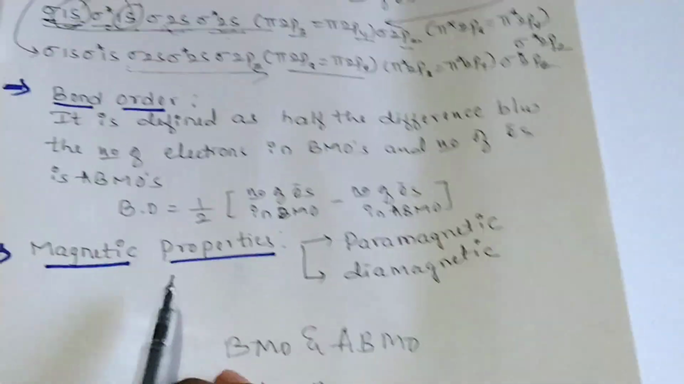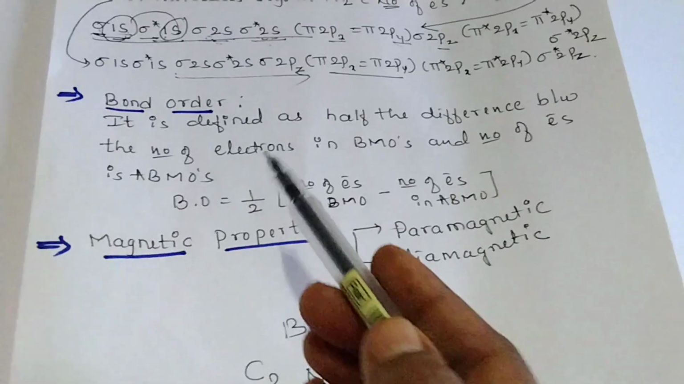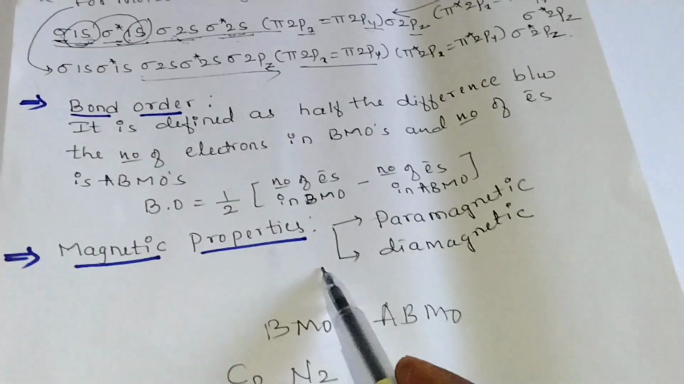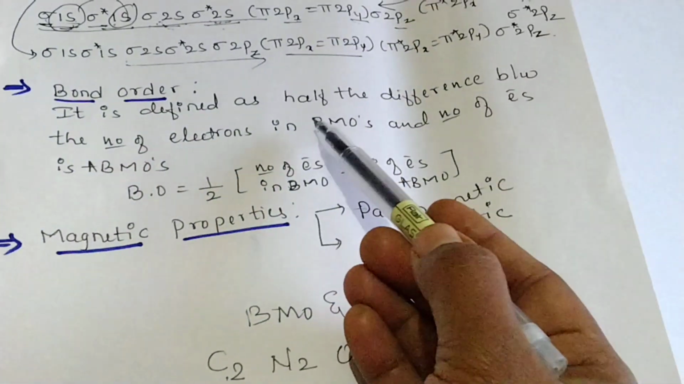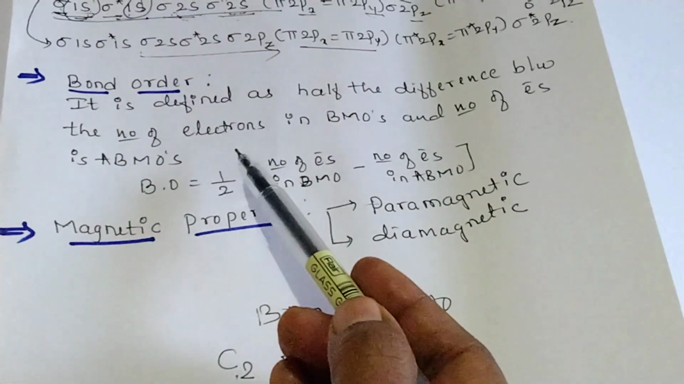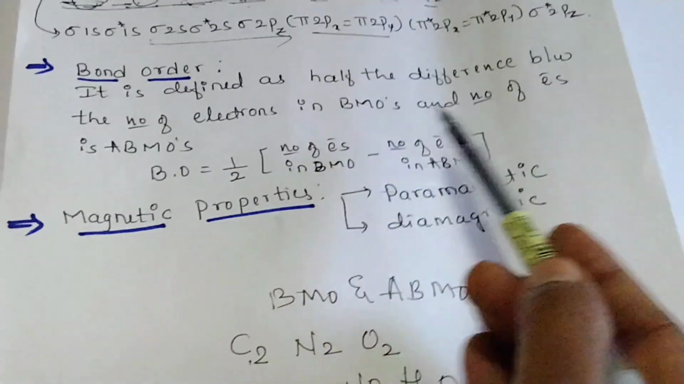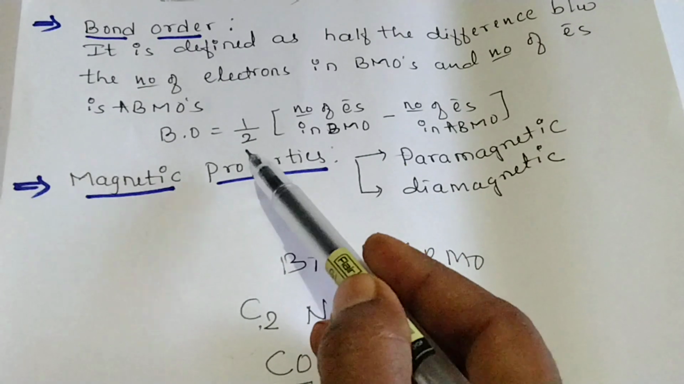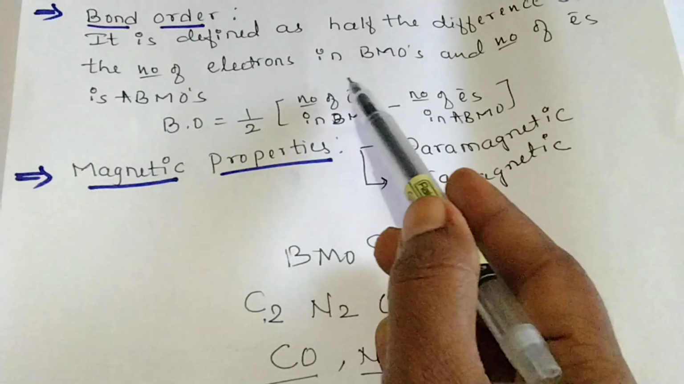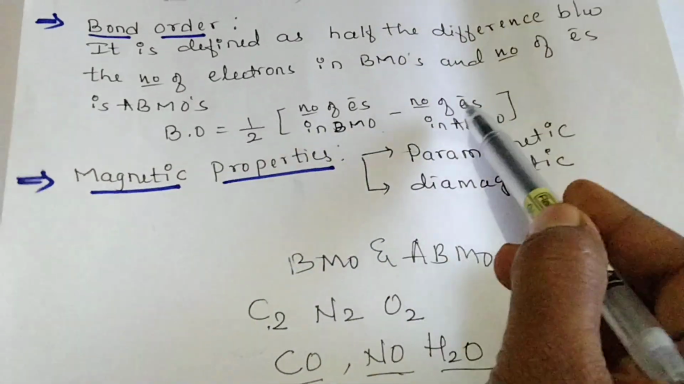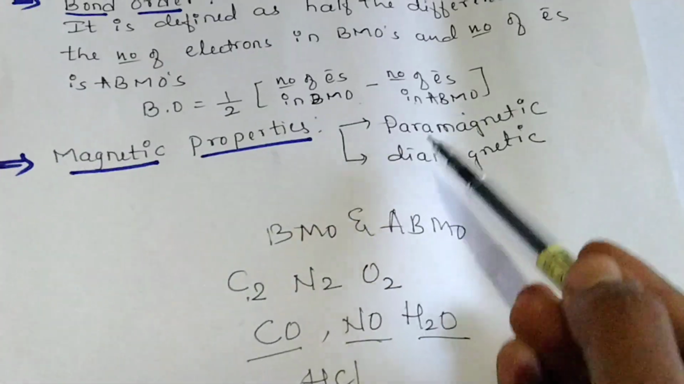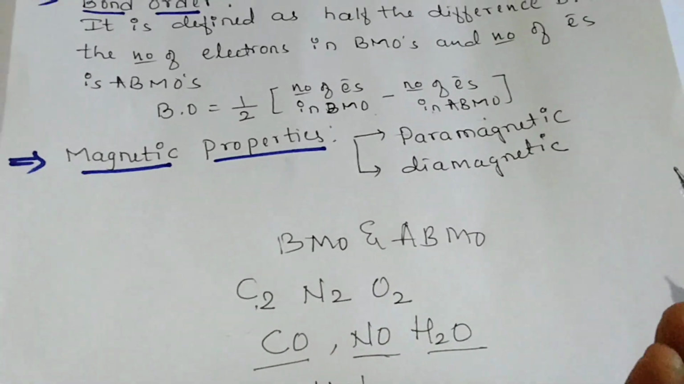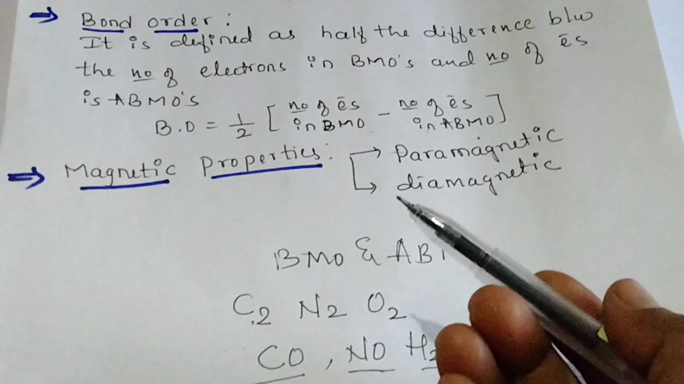With the help of this energy level diagram, we can find out the bond order and magnetic property of the molecule. What is the bond order? It is defined as half of the difference between the number of electrons in bonding molecular orbitals and the number of electrons in anti-bonding molecular orbitals. After calculating, we'll get the number 1, 2, 3, whatever. Sometimes we may get 0 also.